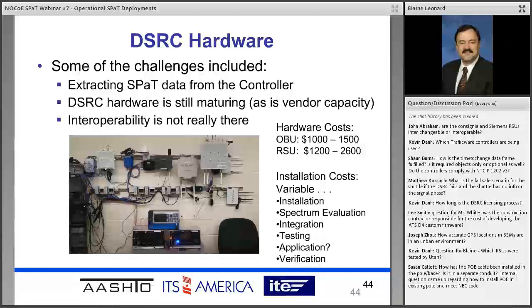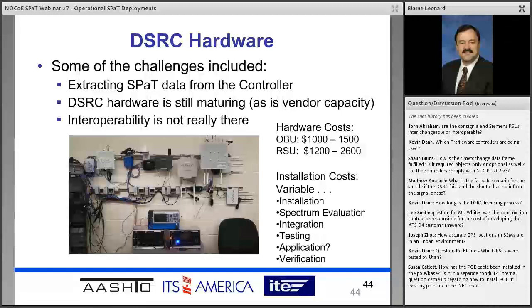We've got some software workarounds that we've found that we've had to build to make certain things happen, because there were some functions that weren't supported by the hardware, and then as the DSRC vendors would change their firmware, that would break some of our workarounds, so we've had to deal with some of that.